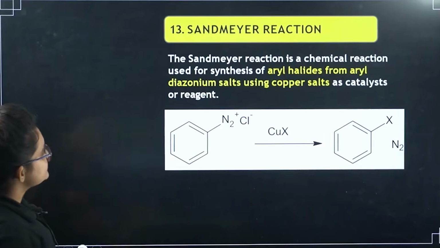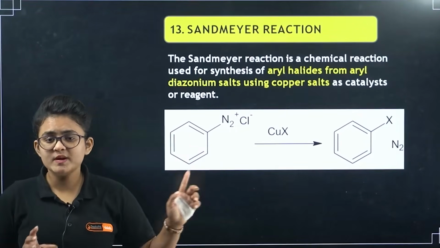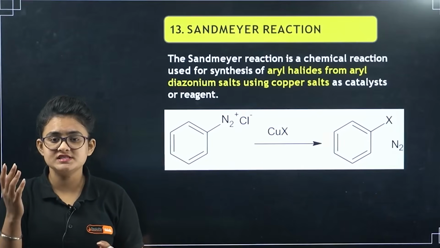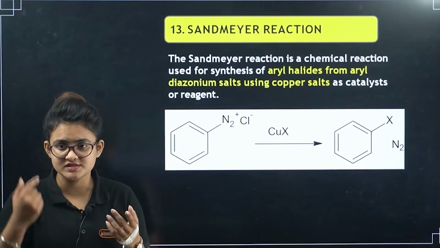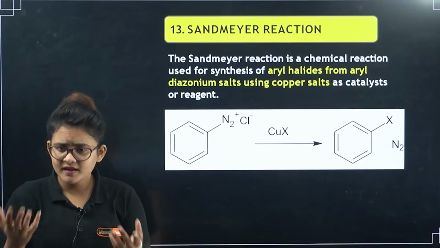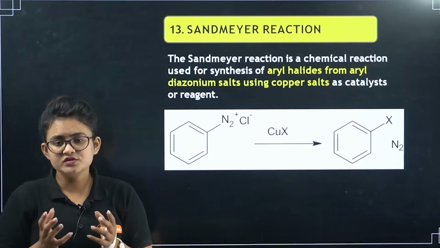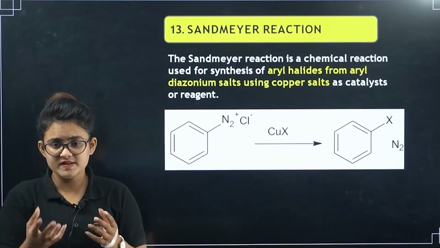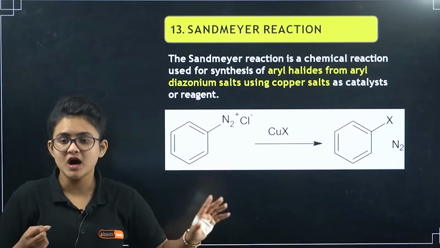Okay, let's proceed. Here you can see this is a Sandmeyer's reaction, very famous reaction. Copper must be in +1 oxidation state, so sometimes we may use Cu2Cl2, that is also copper in +1 oxidation state. Okay, so copper salt you need as a catalyst. So as a result of this, what will happen? The entire N2Cl of the benzene diazonium chloride will go and one halogen unit will come in there.